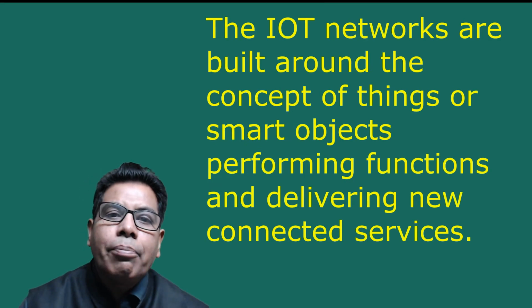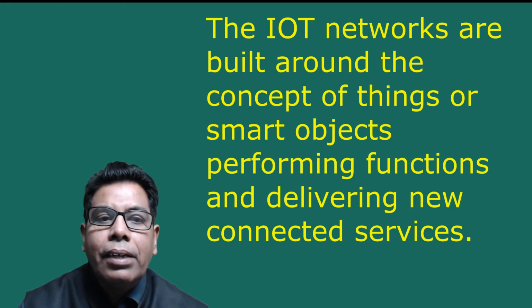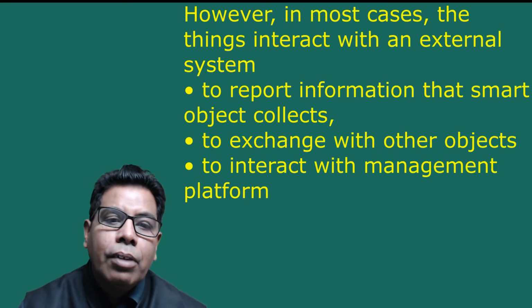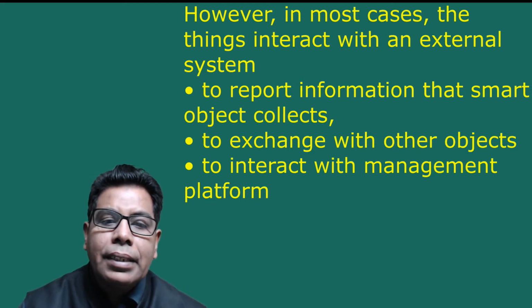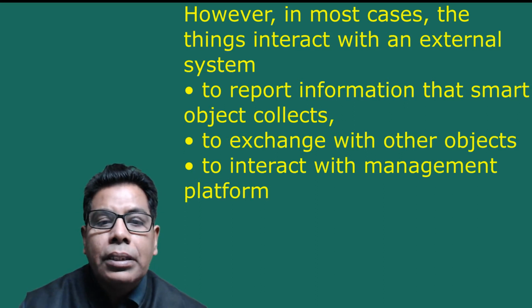The IoT networks are built around the concept of things or smart objects performing functions and delivering new connected services. The things or objects are smart because they use a combination of contextual information and configured goals to perform actions. These actions can be self-contained, that is, the smart object does not rely on an external system for its actions. However, in most cases, the things interact with an external system to report information that the smart object collects, to exchange with other objects, or to interact with the management platform.